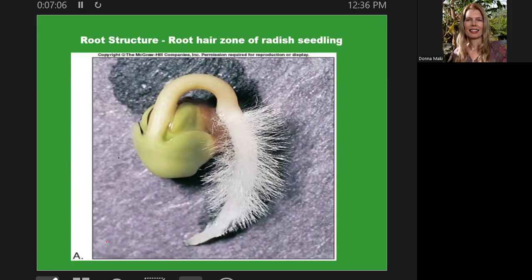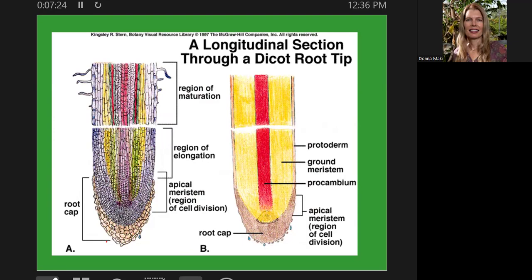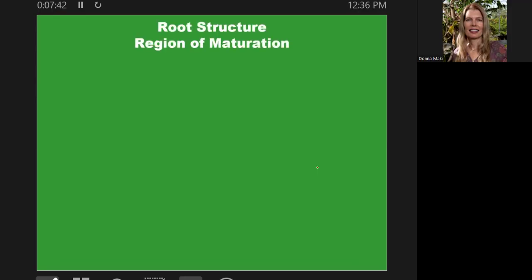So here you can see lots and lots of root hairs. What's the embryonic root called again? Radicle. So that's a great image of that. Here's another one. So when they put the word pro, that just means it's not quite there yet. So cambium, procambium means it's going to become vascular tissue eventually. Protoderm just means eventually it'll become epidermis. So don't get too caught up on that.